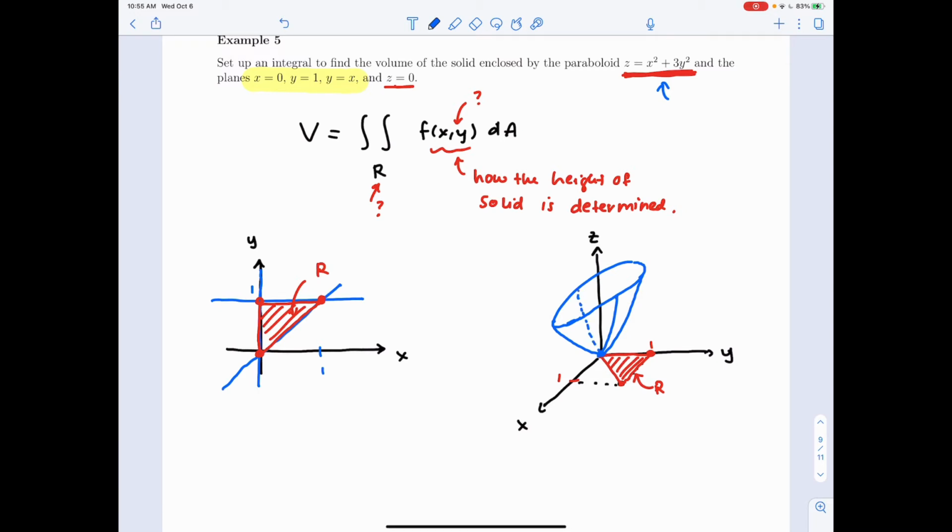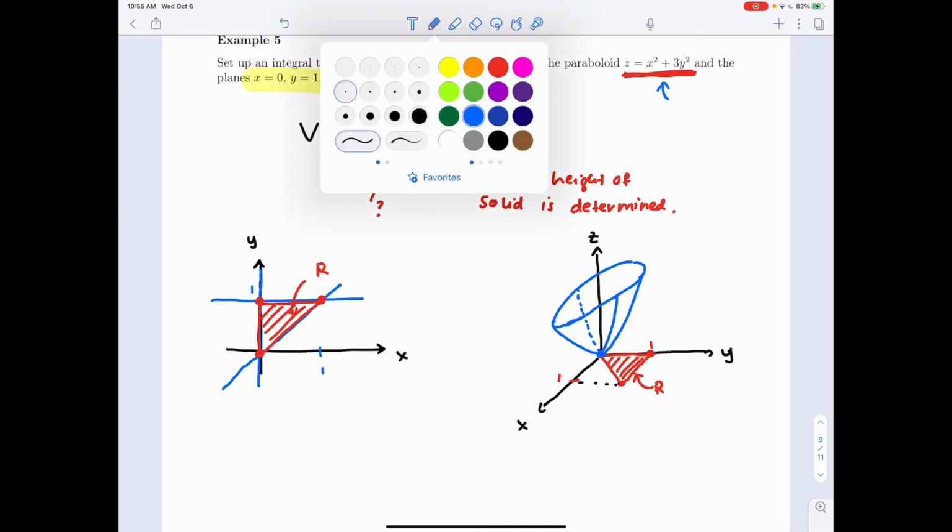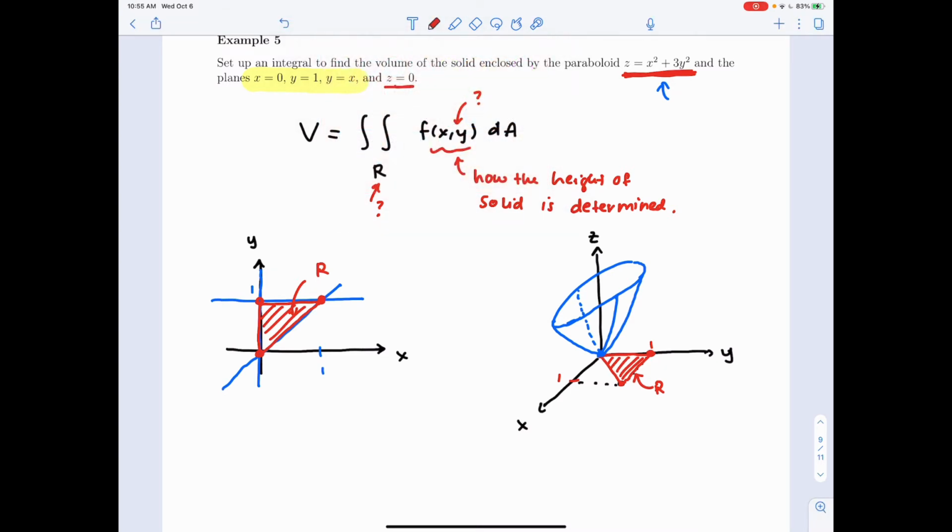So here's my paraboloid. Now, in order to figure out what my solid actually is, remember we said it's the space that's trapped between my region R, and the top stops at where you hit the paraboloid. And so to get this, I'm going to take my region and I'm going to stretch it into essentially a cylinder. And then I'm going to connect my points.